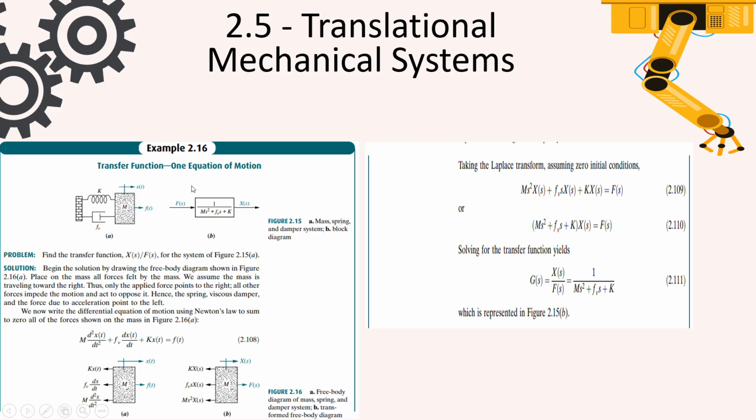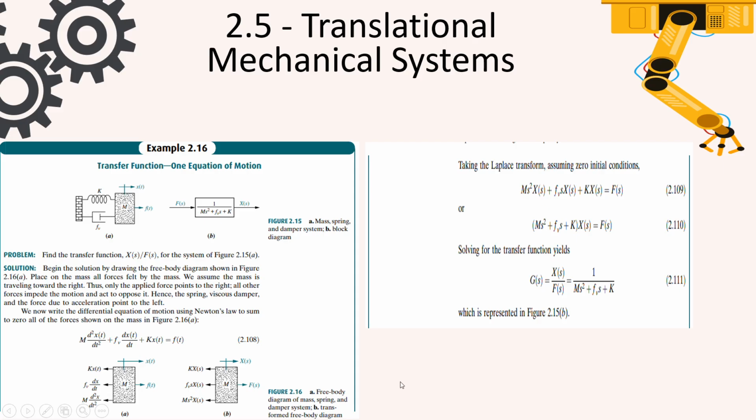Like this, we have a transfer function with one equation of motion. This is for the mass. The mass has K, which is the spring on the left side, and we have the displacement x(t) and the force f(t) on the right side. Also, we have the viscous damper on the left side. The equation is M d squared x over dt squared plus fv dx over dt plus Kx equals f(t). This is the simple equation of the simple system.